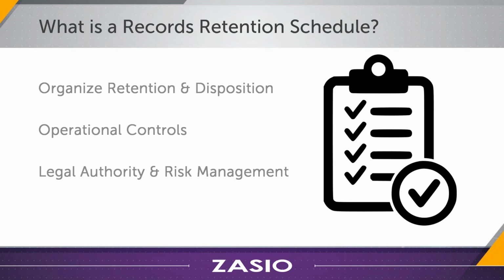It fulfills 3 key roles in the organization. Firstly, companies use it to organize their retention and disposition. It sets the rules for the life cycle of every piece of information in the enterprise, how long the information is retained, and when and how that information ultimately gets disposed of once it reaches the end of its life.